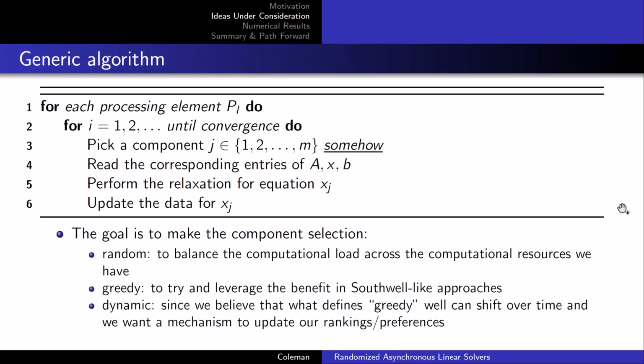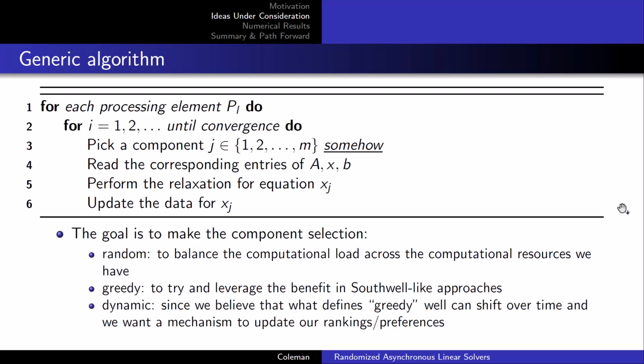Okay, so if I try to genericize that algorithm a little bit more, I'm going to say that I'm going to loop through all my processing elements. So each core of my node, or each processor I have, is going to loop through independently. And this is where that asynchronous nature comes in. They don't necessarily have to all group back up. Each one is doing its own iteration.